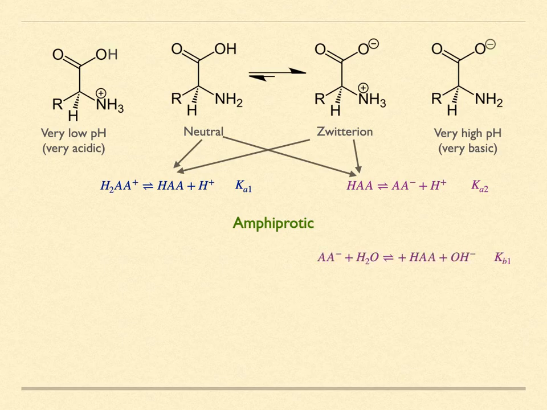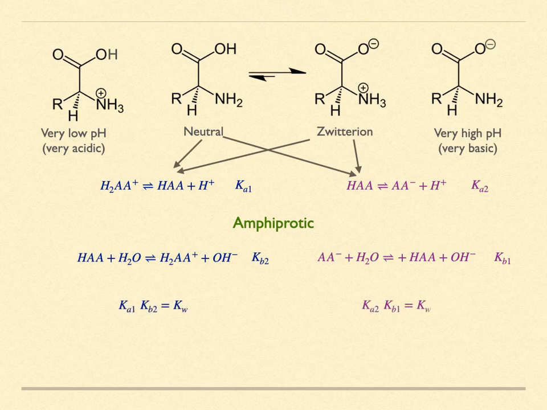If we start with the fully basic species, we allow it to react with water to reproduce the neutral zwitterionic species whose equilibrium is given by Kb1. Further reaction of the neutral species with water produces the fully protonated species with Kb2. Note the following relationships. Ka1 Kb2 is equal to Kw, and Ka2 Kb1 is equal to Kw. Remember to use the right equilibrium constants together.